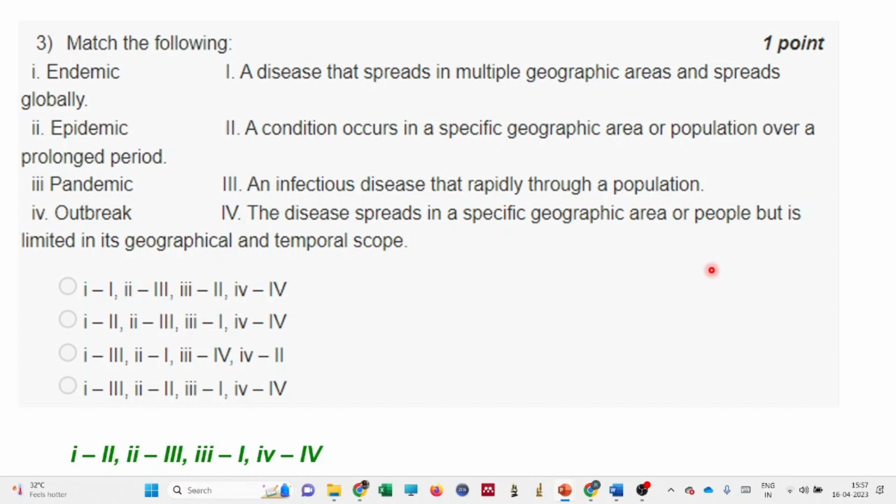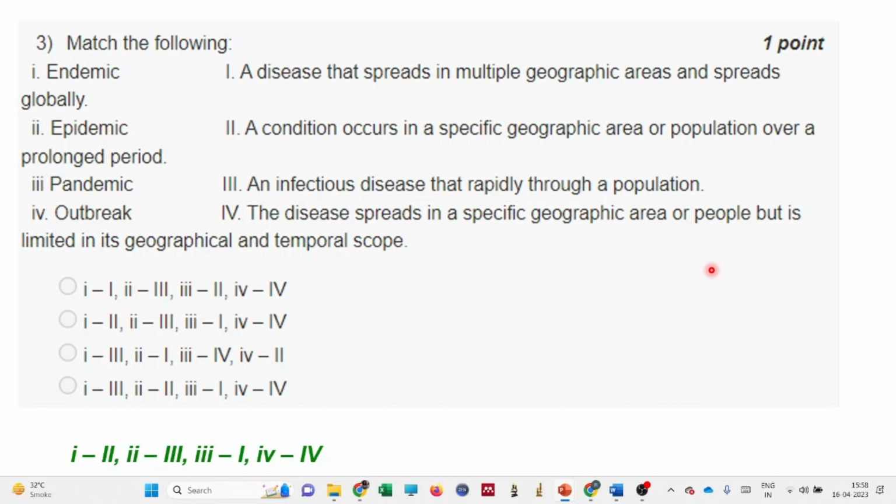Outbreaks can be caused by a variety of factors, including the introduction of a new infectious agent, changes in the environment or population, or breakdowns in public health measures. Outbreaks can be controlled through public health interventions such as contact tracing, quarantine and vaccination campaigns. The severity and duration of an outbreak can vary depending on the nature of the infectious agent, the susceptibility of the population and the effectiveness of public health measures in controlling its spread.